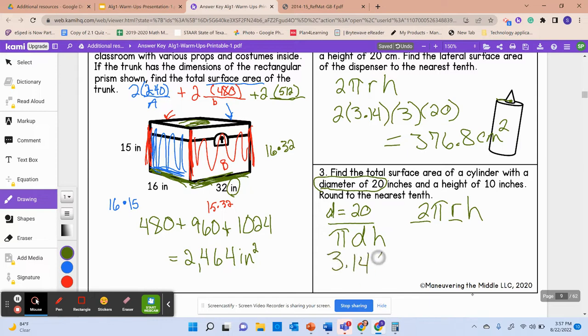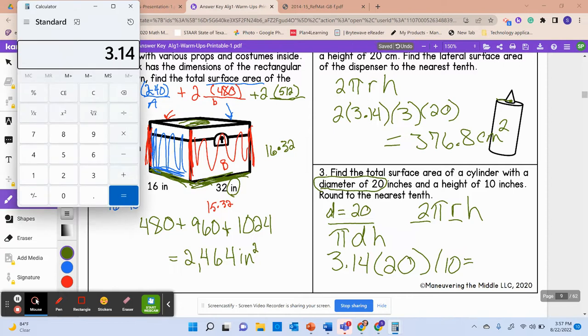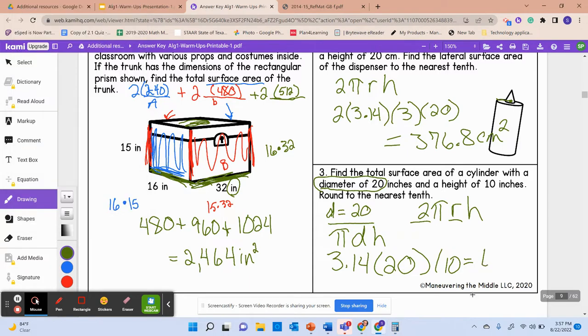3.14 times 20 times 10. 3.14 times 20 times 10 is equal to 628. 628 inches squared.